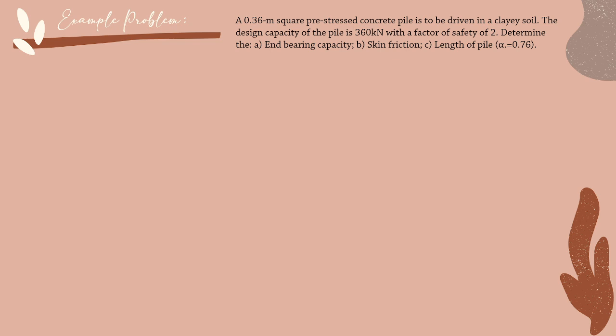So we have a 0.36 meter pre-stressed concrete pile that is to be driven in a clayey soil. So the design capacity of the pile is 360 kilonewton with a factor of safety of 2. So we are asked to determine the end bearing capacity, the skin friction, and the length of pile. So, yung una natin gagawin, the end bearing capacity.